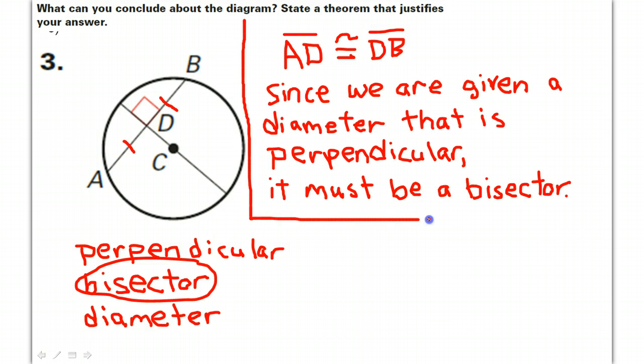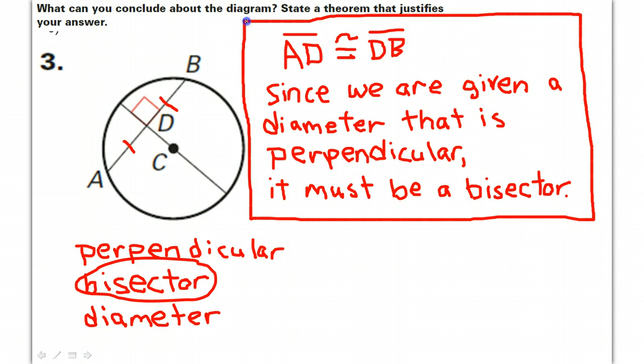So all this should have been in your answer. This should have been on your first line, and then this should have been on the other line and below, justifying your answer.